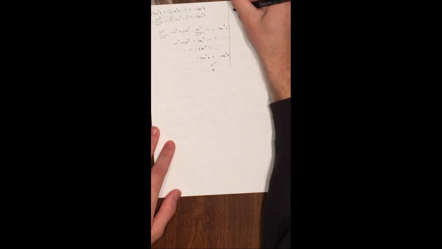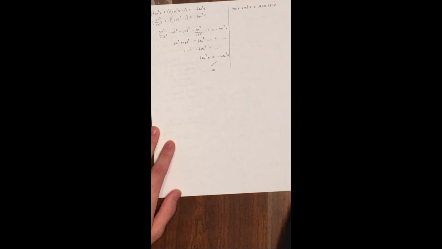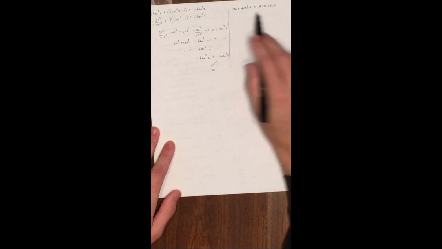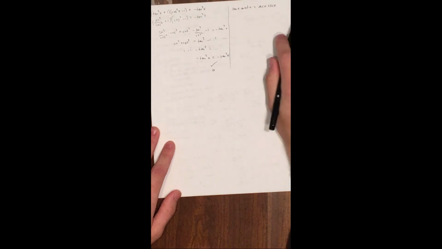Next identity, we have tangent of x plus cotangent of x equals secant of x times cosecant of x. All right, so the more complicated side here is technically the left side because we have 2 terms, but in this case there's a lot of different ways you could do this problem.